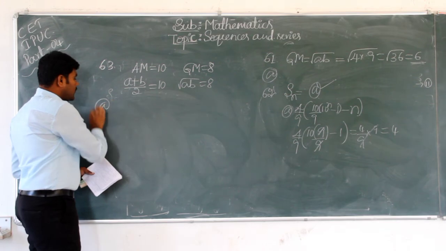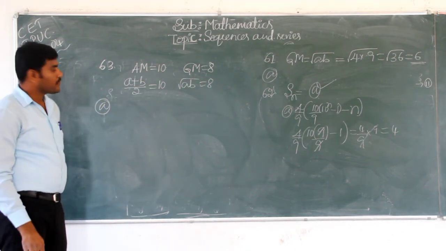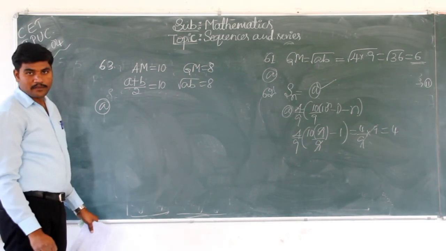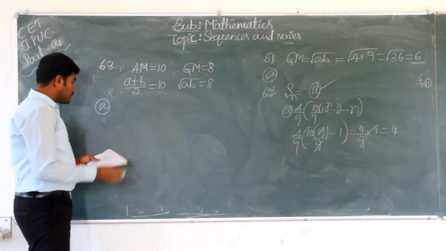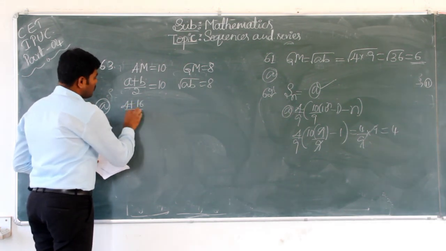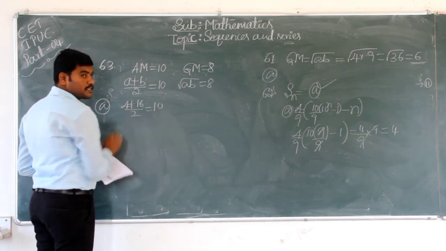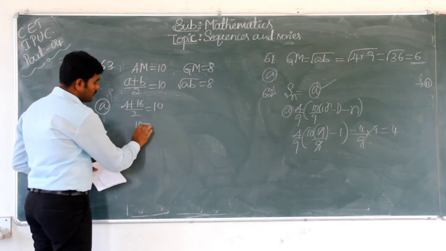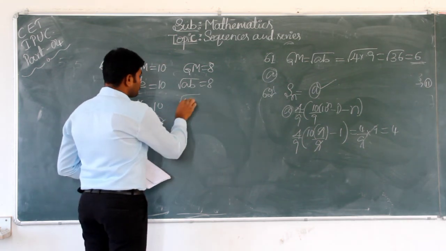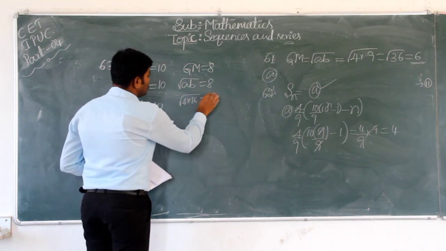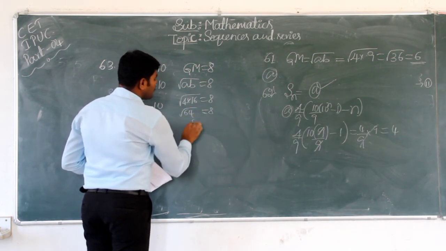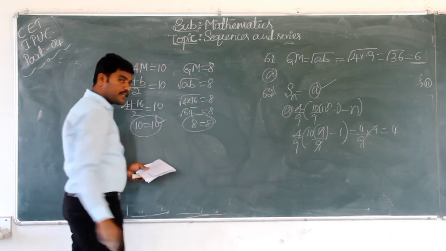Now, check out the options. Take option A and substitute. If left side and right side are equal, then option A is correct. Otherwise, choose option B. Taking option A, A plus B means 4 plus 16 upon 2, which is 20 upon 2, that is 10. 10 is equal to 10. Here also, root AB means root of 4 into 16, which is root 64, and root 64 means 8. 8 is equal to 8. Option A is correct.